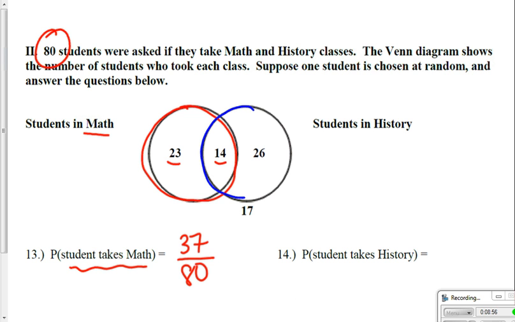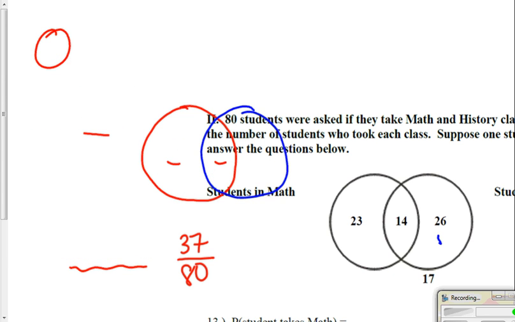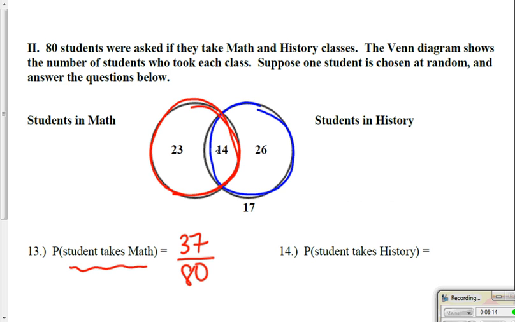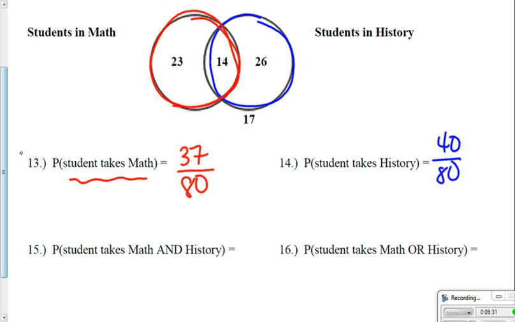History is this circle. So the probability that a student takes history is found by adding together 14 and 26. So 14 plus 26 is 40. And so we're going to have 40 out of 80, or 1/2 of the students that take history, according to our Venn diagram. The next question asks the probability that a randomly selected student is someone who takes math and history. Well, and means that we're looking at the overlap here.